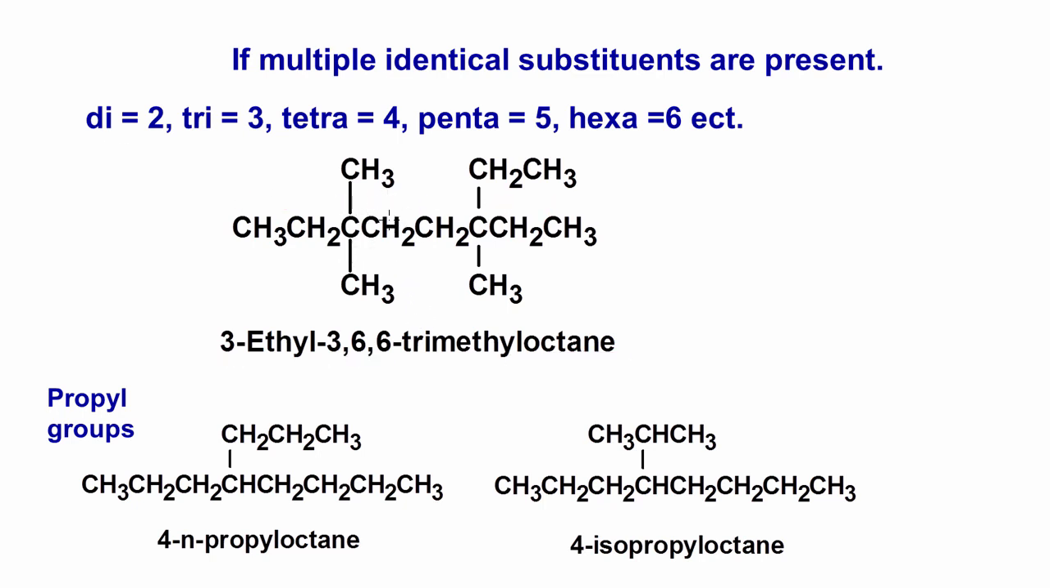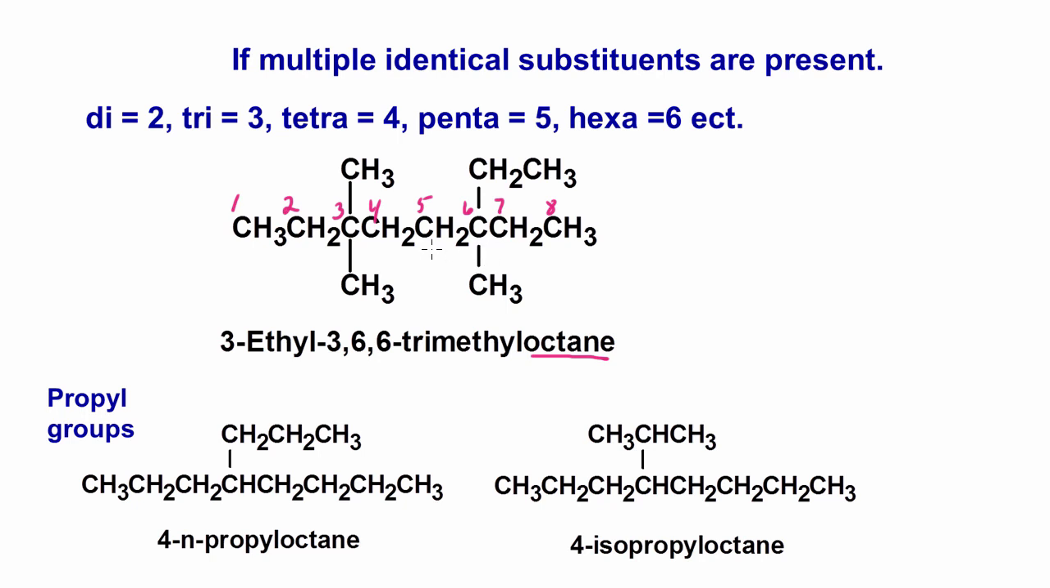Let's go ahead and try this one. Our longest continuous chain is octane. So we have 8 carbons. So we name it as an octane. Let's number the carbons. 1, 2, 3, 4, 5, 6, 7, 8. Okay. So if I number them this way, on carbon number 3, I have 2 methyl groups, and on carbon number 6, I have an ethyl and a methyl group.